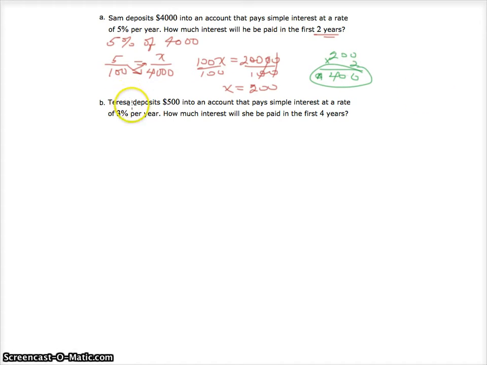Let's look at the last one, part B. Theresa deposits $500 into an account that pays simple interest at a rate of 3% per year. How much interest will she be paid in the first 4 years? So $500 and 3% per year. So I need to find 3% of 500. So I'm going to start by proportion, 3 over 100 equals x over 500.